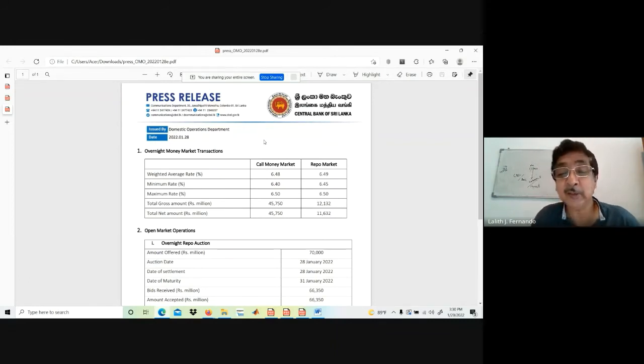So that's a good indication about the market, because the lending rates are being controlled at 6.5. The call money rates also have not gone beyond that. You just got that point. And you see the call money market has a gross amount of 45 billion, 45.7 billion. In the repo market, it's only 12 billion. Now you can see the call money market has a lot more transactions than repo market.